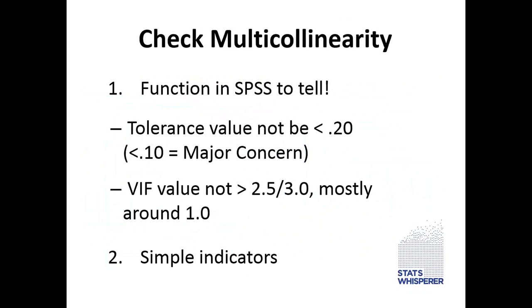So again, SPSS has a simple function to tell. We could look at tolerance, which should not be below 0.20. If it's below 0.10, it's real bad news. It's a major concern. And the inverse of the tolerance is the VIF, the variance inflation factor. That shouldn't be above 2.5 or 3.0. Mostly it should be around 1 for each predictor. So these are simple indicators looking at our multicollinearity.